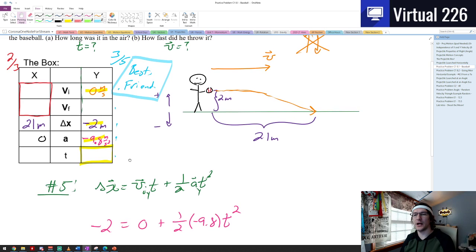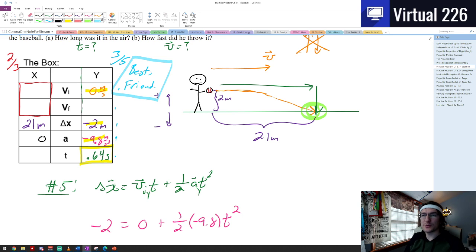So let's go back up to our box. Super important to use the box. And our time is 0.64 seconds. Now what's so amazing about time, and we've talked about this in some of the examples, is that it takes the same amount of time to go over as it does to go down, because our ball will in the end land right here, which means that the time it takes to fall, the 0.64 seconds, is the time it takes to travel 21 meters. So we have 0.64 seconds over here.